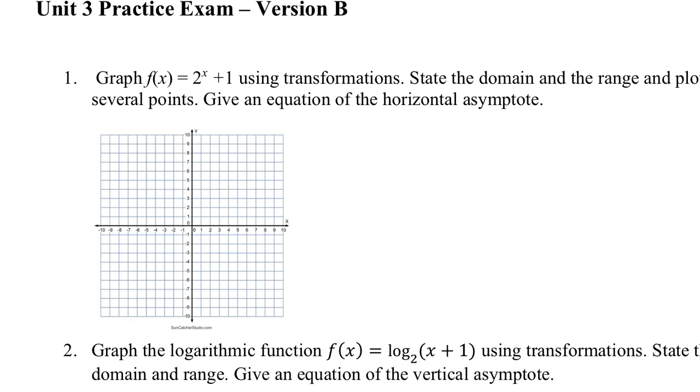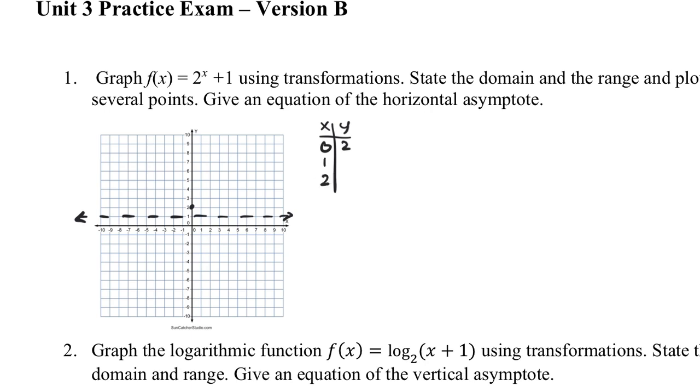So what I would suggest doing first is locating the horizontal asymptote. So you can find that with this transformation that occurs outside the function, plus 1. It means the horizontal asymptote is up 1 unit. And then we need to find the y-intercept by plugging in a 0 for x. 2 to the 0 power is 1. 1 plus 1 is 2. So 0, 2.